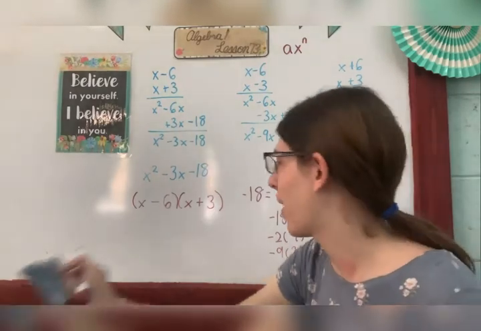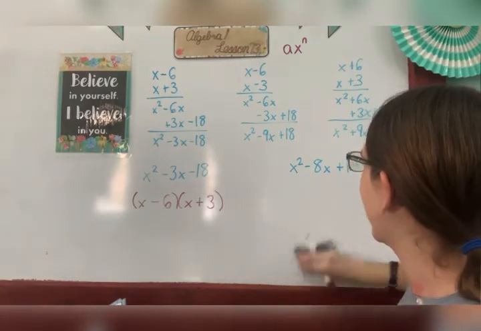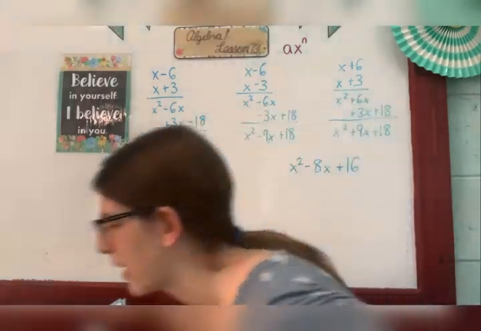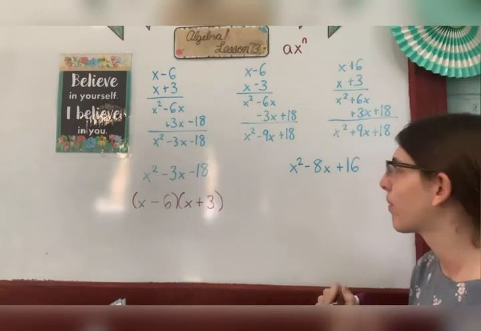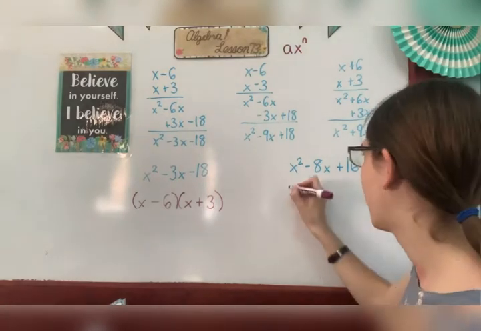All right, let's try another one. Here I have x squared minus 8x plus 16. I'm going to move my chair just a little bit so you can see better. X squared minus 8x plus 16. Let's set it up.